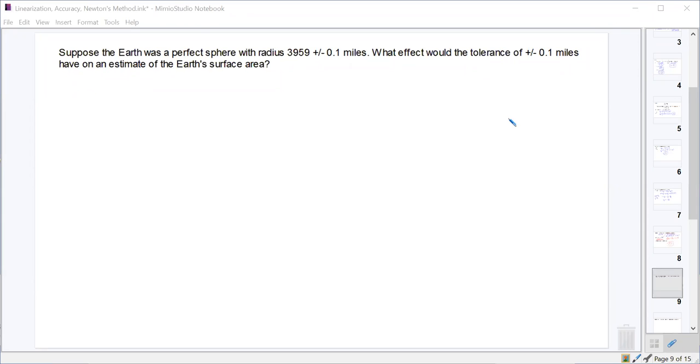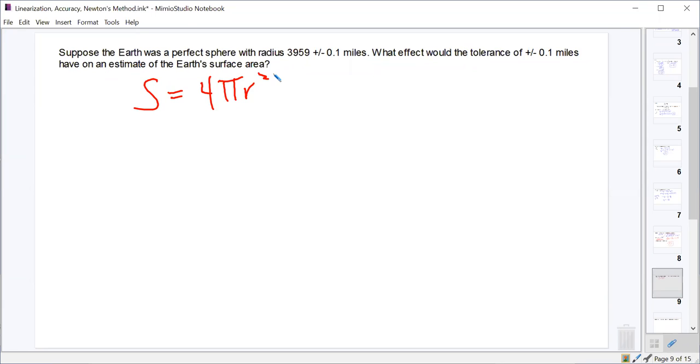So first off, what should we do? We should probably write an equation to represent the surface area of the Earth. How do we find the surface area of a perfect sphere? Surface area of a sphere is what? What's the surface area of a sphere? You should know that. There we go, 4 pi r squared. All right, so the surface area of a sphere is 4 pi r squared.